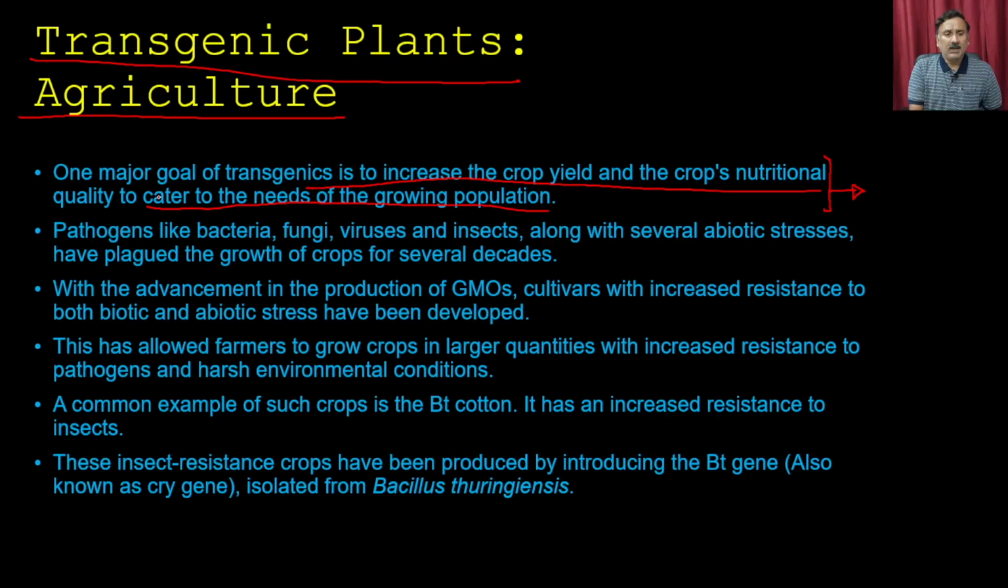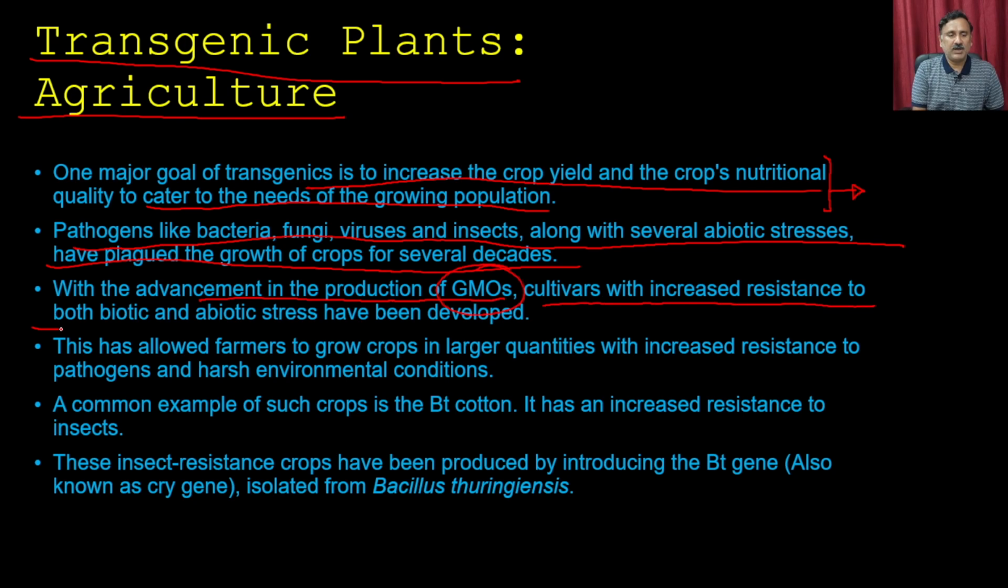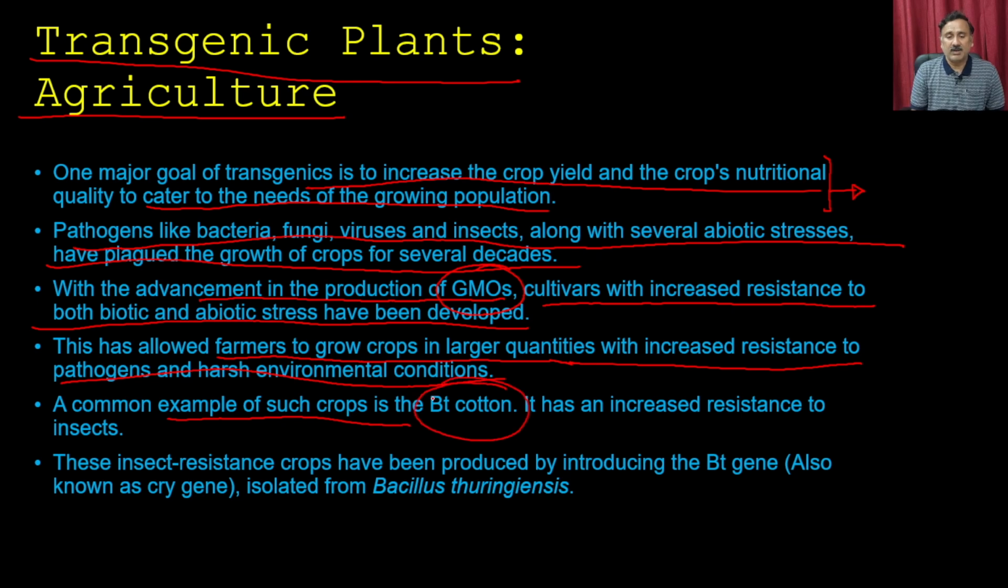Okay. So, pathogens like bacteria, fungi, viruses and insects, along with several abiotic stresses, have plagued the growth of crops for several decades. With the advancement in the production of genetically modified organisms, cultivars with increased resistance to both biotic and abiotic stress have been developed. This allows farmers to grow crops in large quantity with increased resistance to pathogens and harsh environmental conditions. A common example of such crops is Bt cotton. It has increased resistance to insects, right?